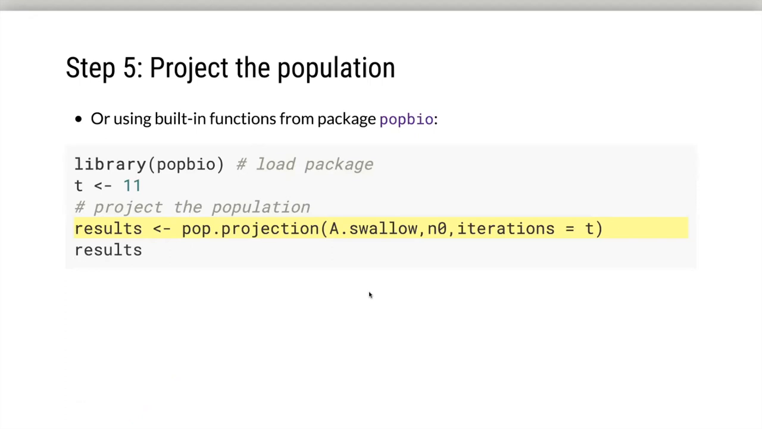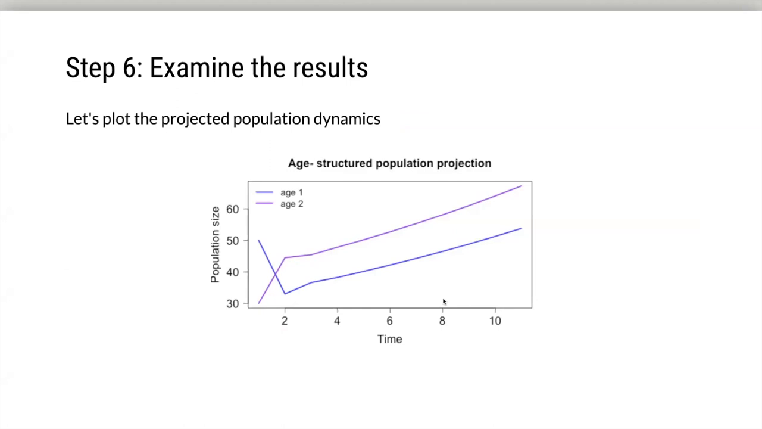So that would be doing the same thing here, but using the function called pop.projection. You give it the transition matrix for your species, then the initial population size and the number of iterations you want to project over. So here we project the population for 10 years. We can plot the results and we see that we have two lines. One is the number of A1 juveniles in the population, and the purple line is the number of adults in the population. What we see is that we have a first transitory stage until the third iteration here or fourth, where the two lines are crossing. And then we can see that there is a stabilization of the proportion of juveniles and adults in the population. And then the population is growing exponentially.